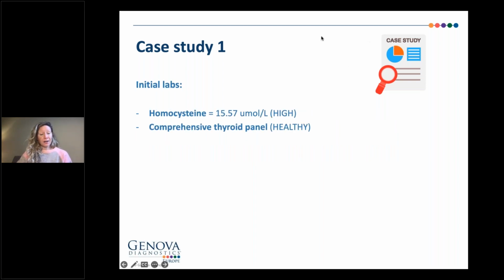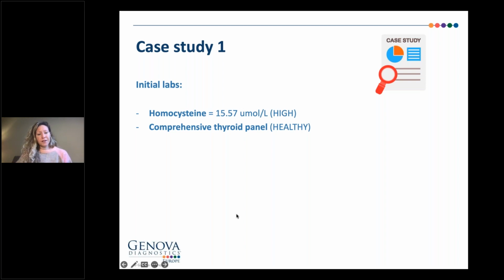So I had her do some initial labs, and wanted to look at her homocysteine, as well as doing a comprehensive thyroid panel in relation to her thyroid symptoms. As you can see, her homocysteine was quite high, 15.57 micromoles per litre, and her comprehensive thyroid panel came back healthy. She did already have some hormone testing done through her GP, but it wasn't very comprehensive, so I had that in mind as something to also look into. But methylation was one of the things I wanted to look into first in relation to anxiety, as well as the cancer in her family.